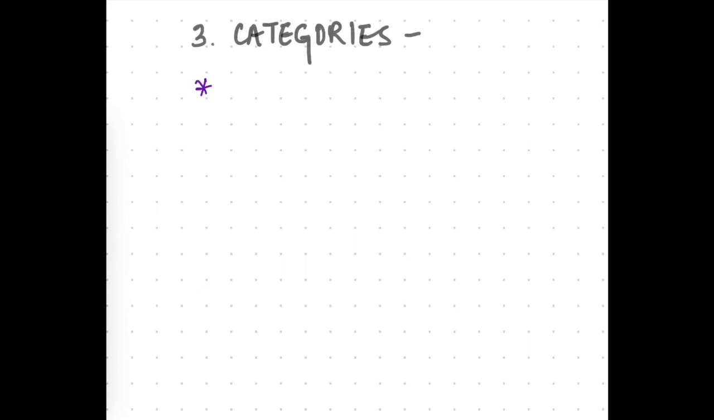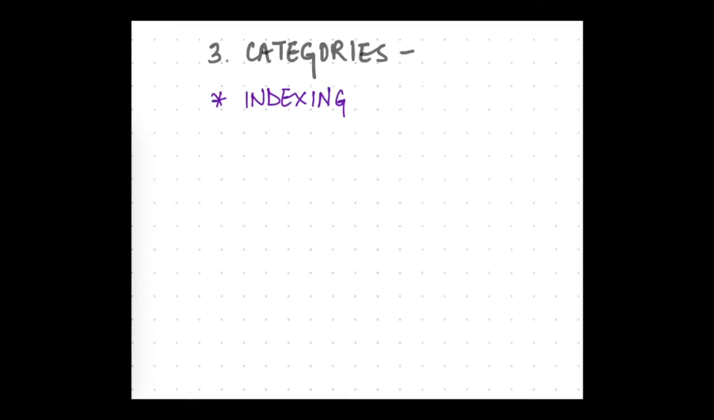Let's move on to our third point, which is categories. Categories basically help in the indexing of your book. Consider it as something where customers are looking through a category or through a catalog for your book. So it gets really important for us to have the right category where our book should be displayed.